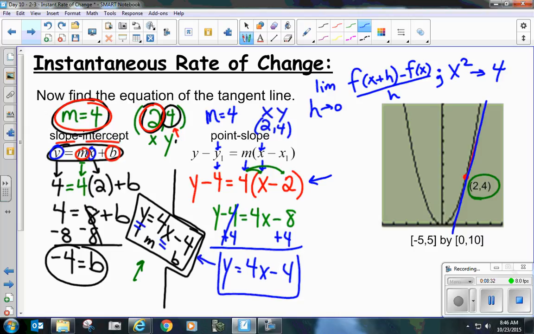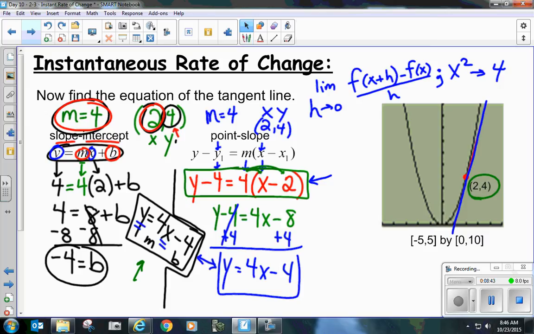So guess what? This right here would be a good enough answer, unless they specifically tell you to put it in slope-intercept form. If they just ask you for an equation of a line, this point-slope form is fine. The only reason you would have to do it another way is if the question were to ask you, give me the equation of the line in slope-intercept form. Then you would have to get the y alone.